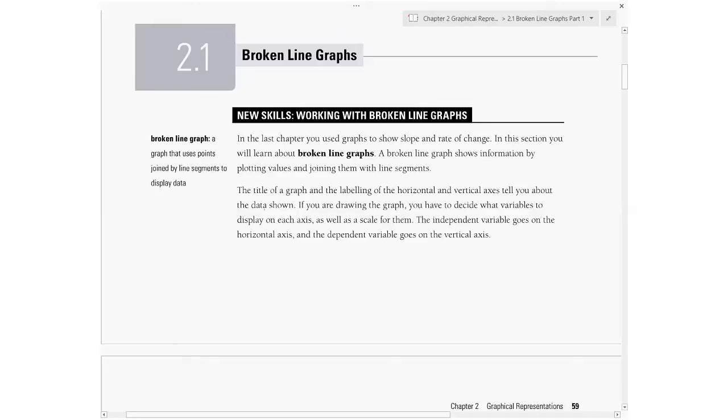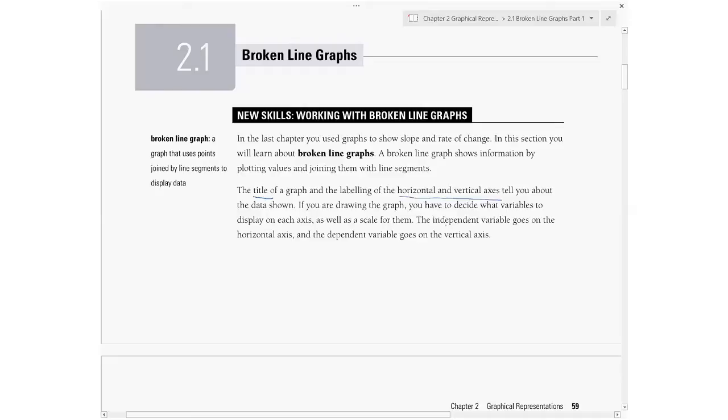Some important things to know is that whenever you're graphing something, make sure you have the title there and that you've labeled the horizontal and vertical axes. Without that labeling, we have no idea what that graph actually means. So you have to decide what variables display on each axis as well as a scale for them. So that's just, what is it going up by? Is it going up by 1 each time? Is it going up by 5? Is it going up by 1,000? It could be whatever, an appropriate scale.